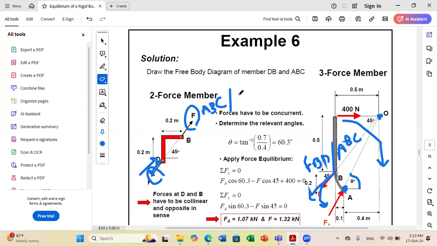And if you didn't use this analysis, it's not a problem. If you select F to be in the opposite direction, when you solve, you will get a negative result. Okay?